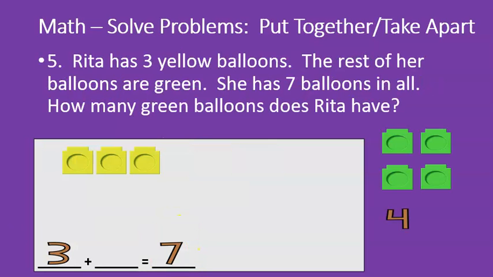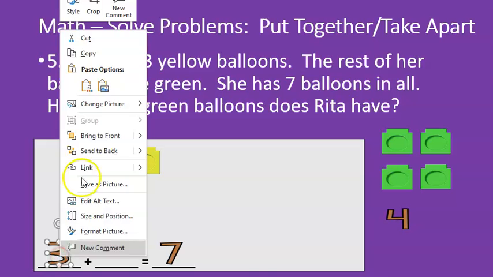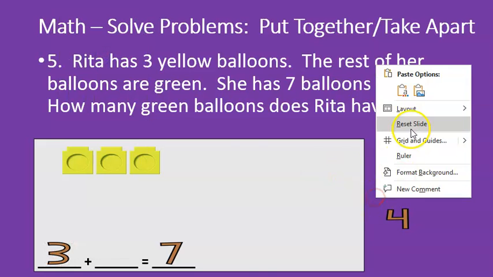Now, keep looking at your screen. Let's do another example here, okay? Now, let's read it. Rita has 3 yellow balloons. The rest of her balloons are green. She has 7 balloons in all. How many green balloons does Rita have? Now look, let's come back up here. We're going to break it apart now, sentence by sentence. Rita has 3 yellow balloons. How many yellow balloons does Rita have?